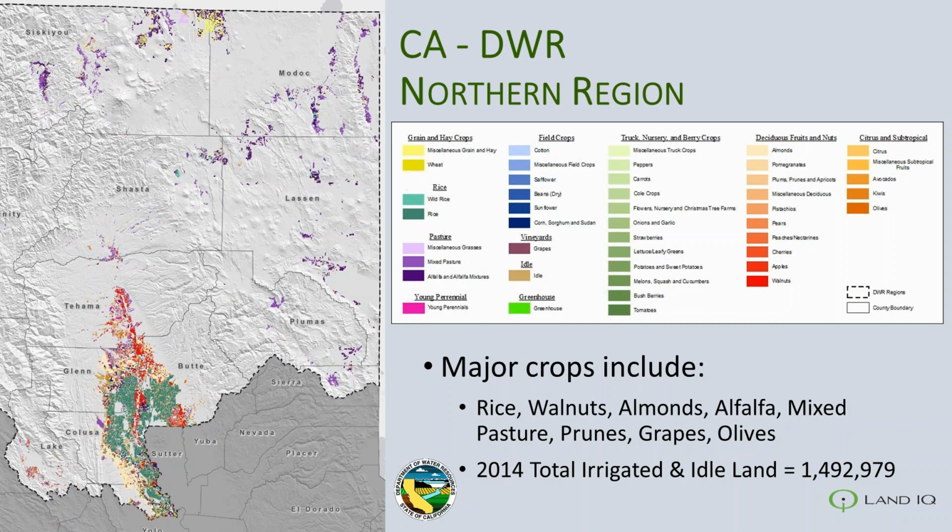DWR, as Curtis mentioned, has 4 regions, and we'll start in the northern region, which you see here. Many of you probably already know this, but it's kind of interesting statistics to summarize the work. The major crops in DWR's northern region include rice, of course, walnuts and almonds, alfalfa, and a lot of other tree crops. The total irrigated and idle land classified in the northern region was just a little under 1.5 million acres.